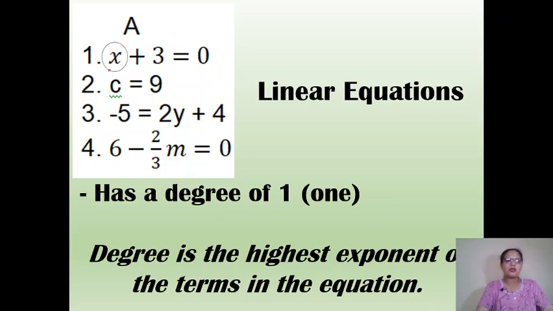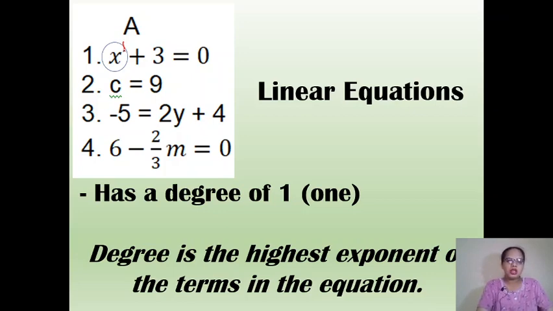Considering x on the first equation as our variable, its exponent is 1. Now, wala kayong makikita 1, right? But as in math, when we write 1 as an exponent, it's written invisibly, meaning si 1 invisible, but it's understood that it exists. So there is an invisible 1 there as an exponent.